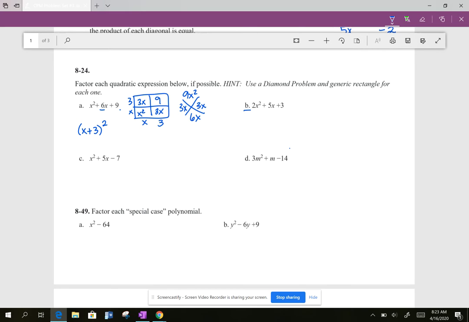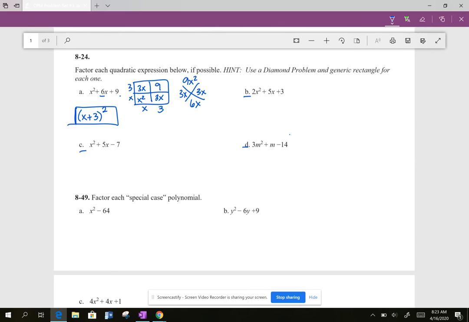So you're going to do that for parts B, C, and D. Factor and write the area as a product of the length times the width. Don't forget this piece here, okay? Once you're done with finding the length and the width of the generic rectangle, make sure to write it as a product.